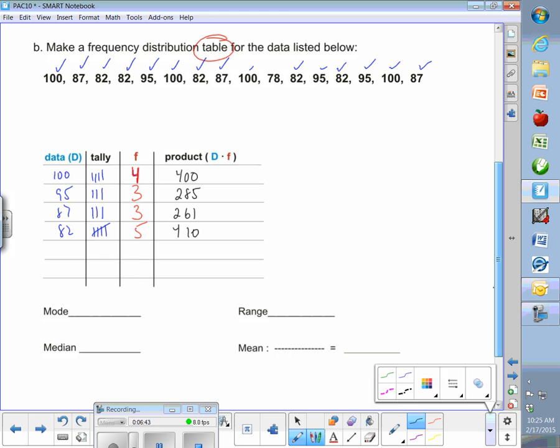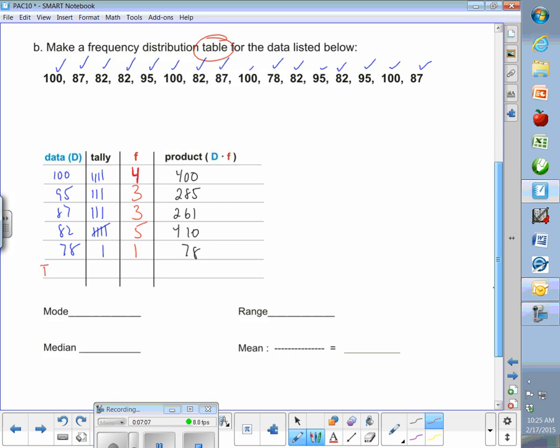All right, rolling through the data. Next highest piece of data looks to be, there's just a 78 left, right? That's all I see. So I see 1 78, and everything else is checked. Frequency is 1. Product is 78.